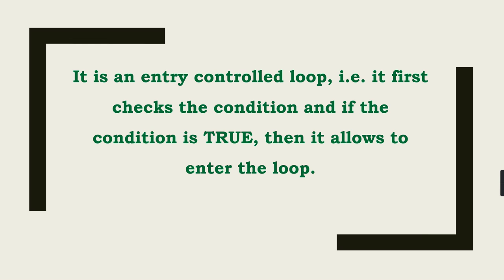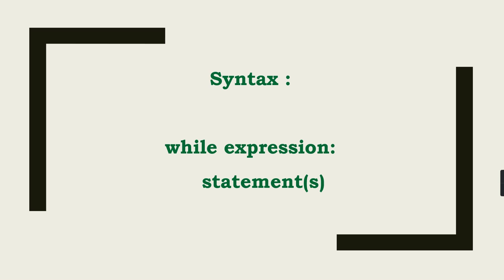So there are basically two types of loops. One is the entry control loop and one is the exit control loop. Entry control loops are those loops which check the condition at the very beginning, and then the loop gets executed. So the while loop is an entry control loop because the condition gets checked first and then it allows you to enter the loop, or the loop gets executed.